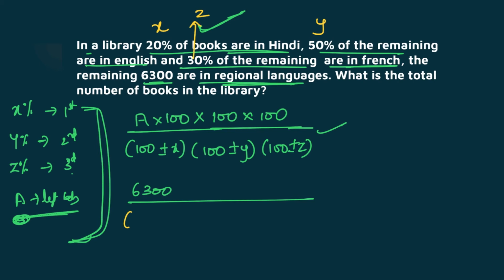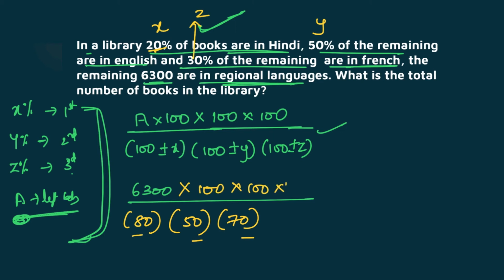100 minus 20 is nothing but 80, 100 minus 50 is 50, and 100 minus 30 is 70. And for all these three quantities, 3 times hundreds on the top. So if we substitute this, all the zeros get cancelled initially. 2 zeros, 2 zeros, 1 zero, 1 zero.